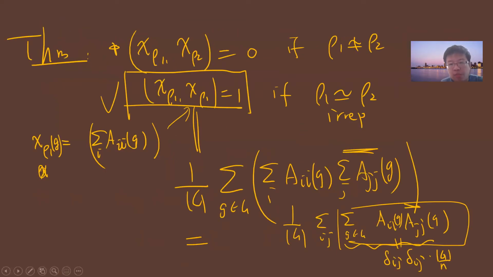What we proved is that for two irreps, their characters are orthogonal. Let me just write down the words: two irreps, their characters are orthogonal. They are also normal.